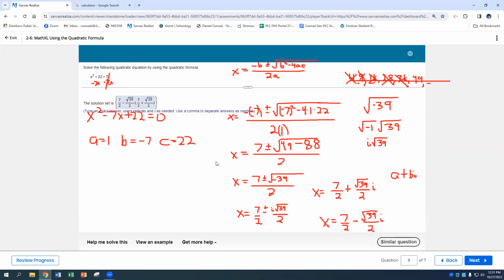Excellent. Okay, and that's going to be those 4 good examples of using the quadratic formula.